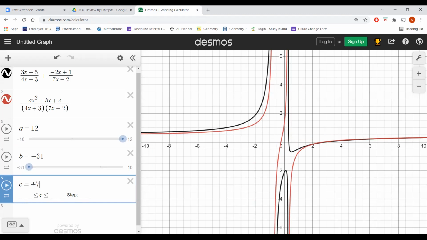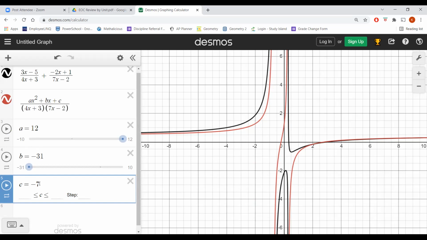So what I'm going to do is figure out if I want to circulate through my A's first, or my B's first, or my C's. And I'm going to work through my combinations one at a time. So I'm going to go ahead and just go through the C's. I'm going to leave the A as a 12, and I'm going to leave the B as a negative 31. And I'm just going to try the C.